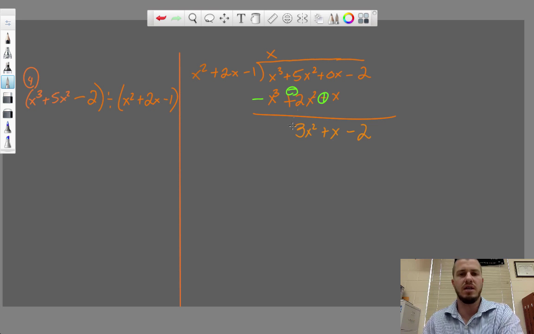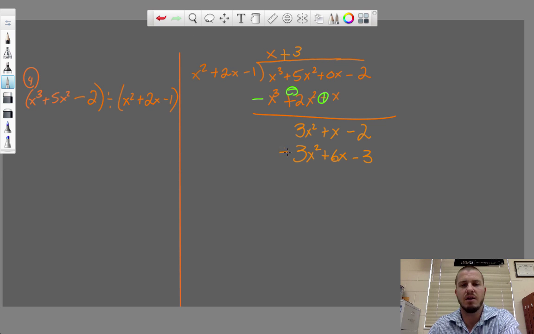And now continue on. X squared times what will give me 3x squared? Well, that's going to be plus 3. And then I'm going to multiply it back through. 3x squared, 3 times 2x becomes 6x. 3 times -1 is -3. I'm going to change all my signs.